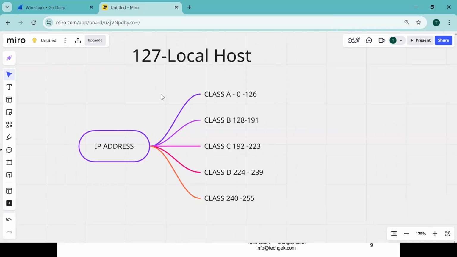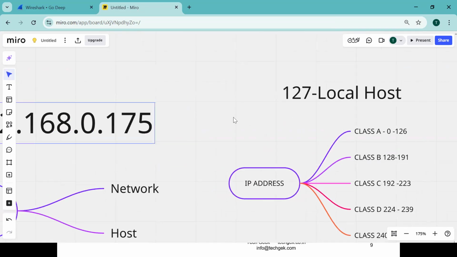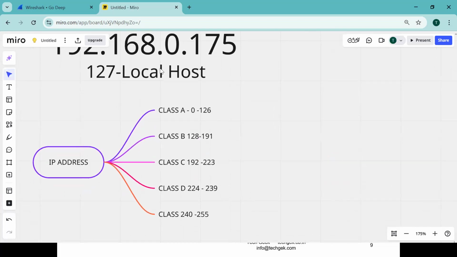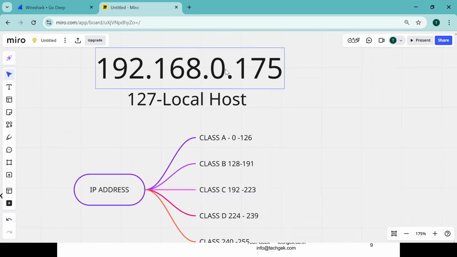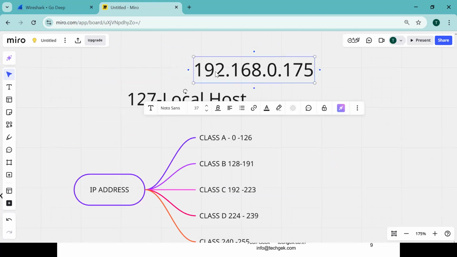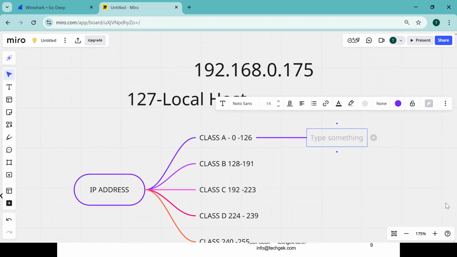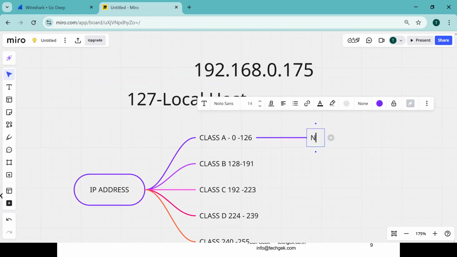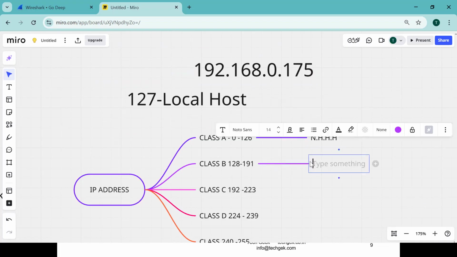As we know, whenever we see IP addresses, let me take this example. How many octets do we have? We can see there are four octets. So how will it be divided? In class A, we have one network and three hosts. In class B, we have two networks and two hosts.